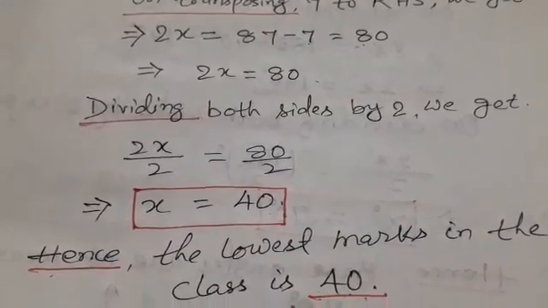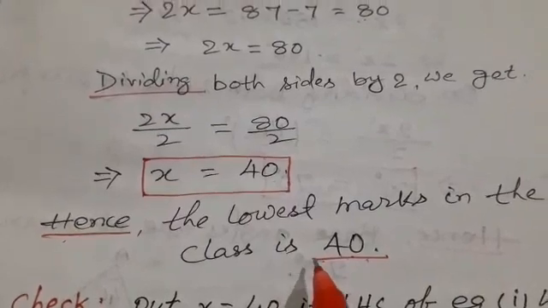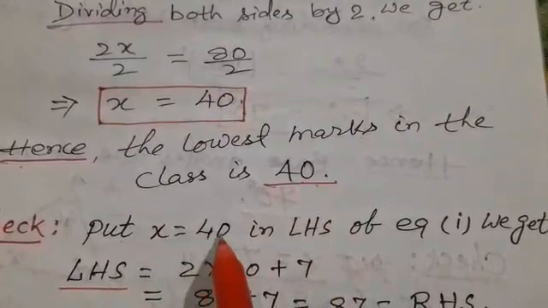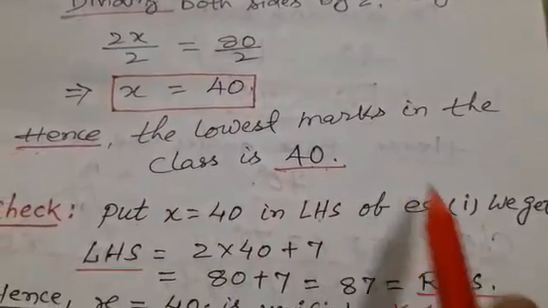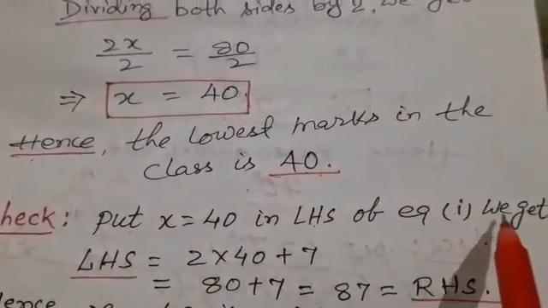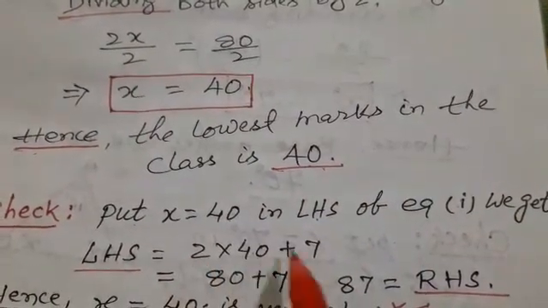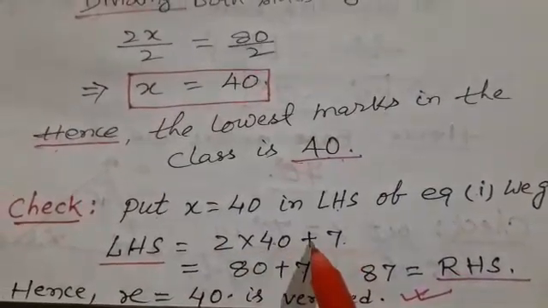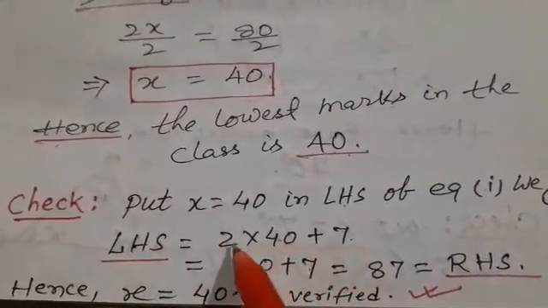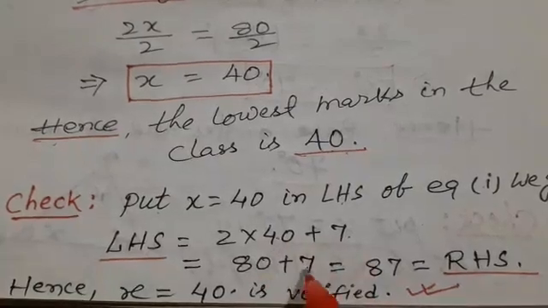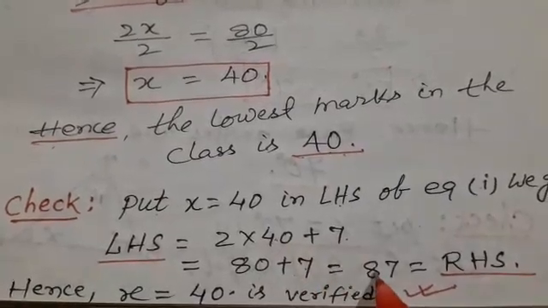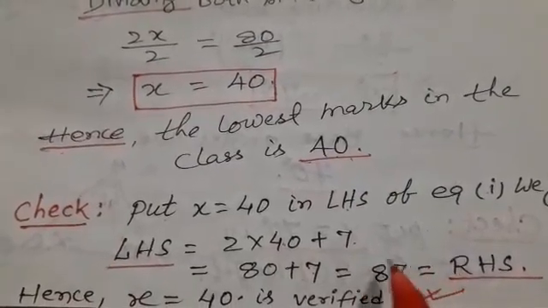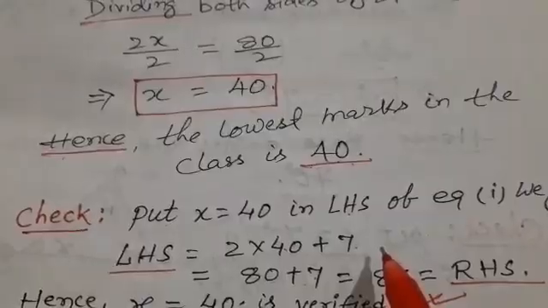Dear students, we can check also whether LHS and RHS are equal or not. So put x equal to 40 in the LHS of the given equation that we wrote above. We get 2 multiply 40 plus 7 equal to 80 plus 7 equal to 87, because 2x plus 7 is the LHS, and you find that 87 is RHS also. Hence x equal to 40 is verified.